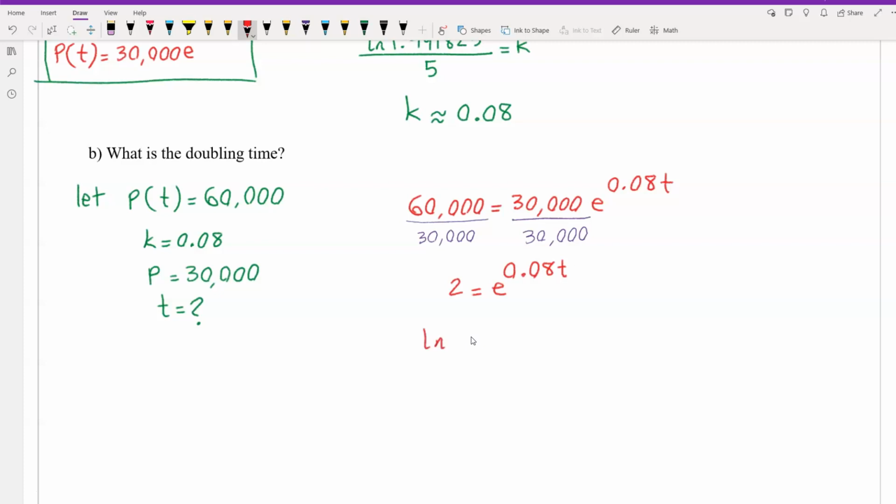Now use natural log on both sides. So this way we can cancel this natural log because of the unwritten base e. The natural log of 2 is equal to 0.08 times t. Then next step, divide by 0.08.